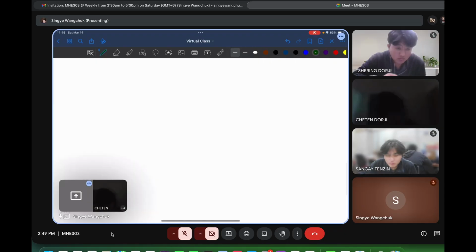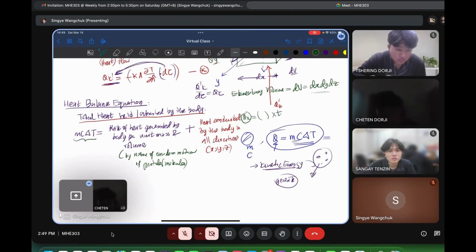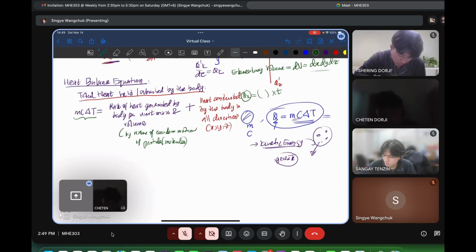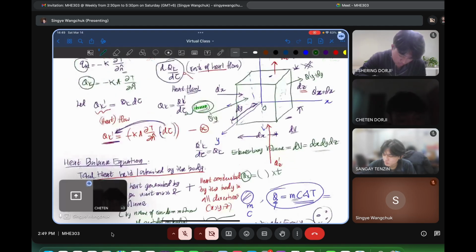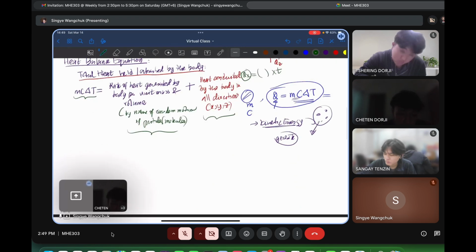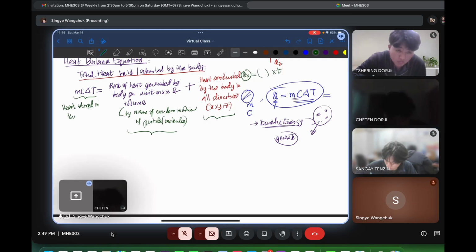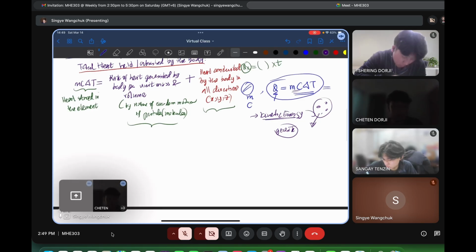So the heat that we sense, or the heat that is absorbed by the body, is the sum of the heat which is generated itself in the element plus the heat which is conducted through the element. We perceive the generated heat as an outside heat. So you can say heat stored in the element. And this is the general balance equation. You understood this, right? With this we denote this as C.